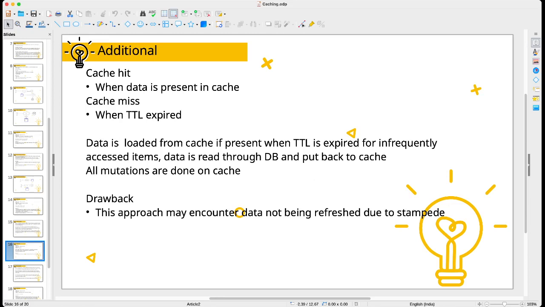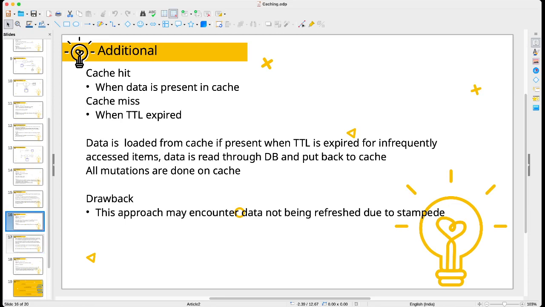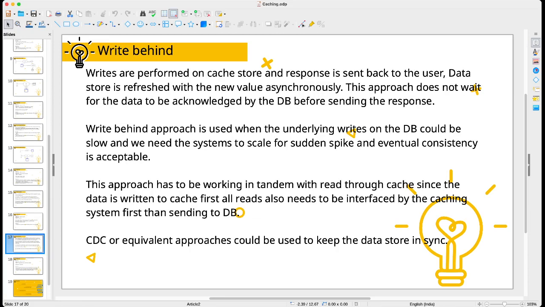Okay, let's look into the next. What is write behind? This is another caching strategy. Writes are performed on the cache store only, and the response is sent back to the user. As I initially said, writes need not be scaled via this, but this pattern says that I want to write to the cache first, and I ensure that it will be sent back to the underlying storage layer using a CDC or whatever it is. But I am okay with that. I can be eventually consistent, and the data is refreshed to the underlying system asynchronously.